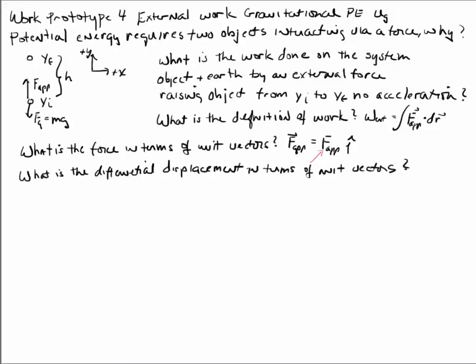What is the differential displacement in terms of unit vectors? Well, if you recall, we're dealing here with this dr. And so what is dr? What is the differential movement? It's in the dy direction. So that will be dy j hat. And once again, the unit vector j hat denotes the y direction.